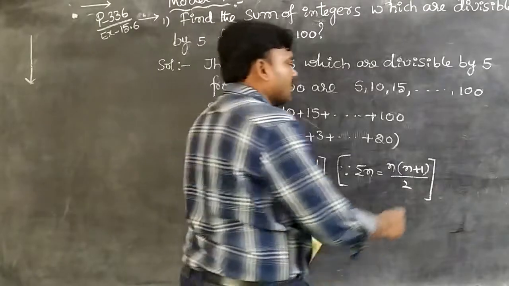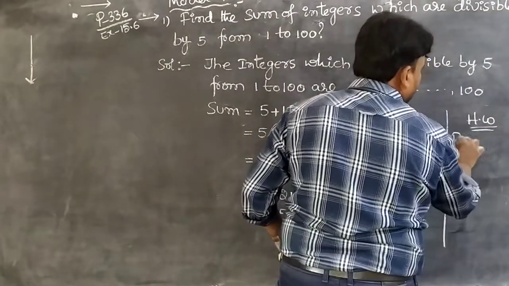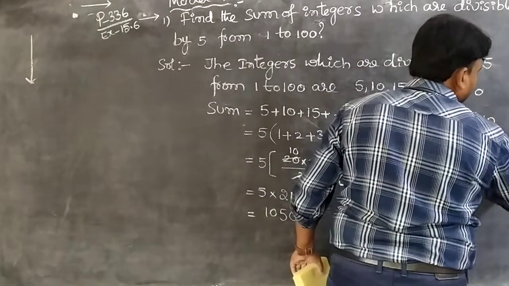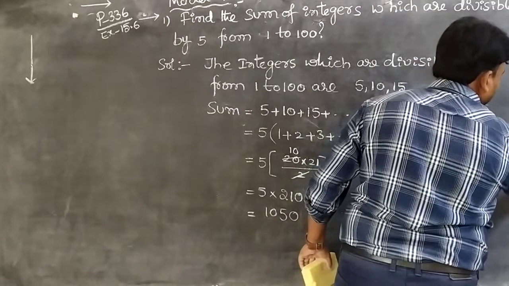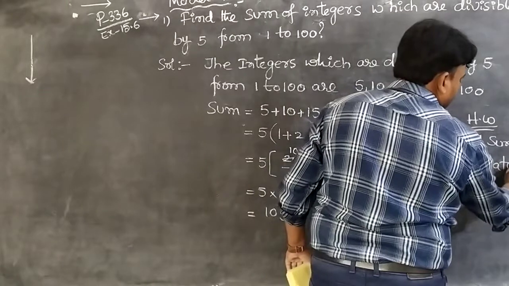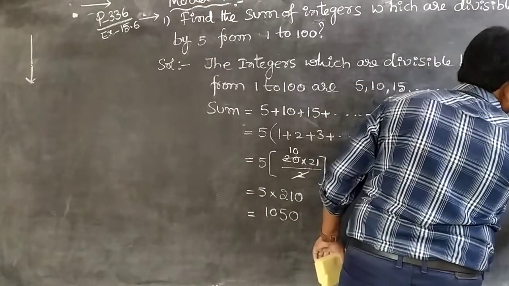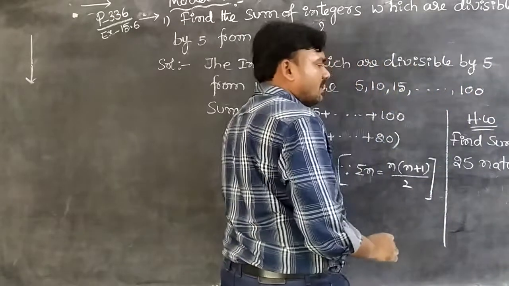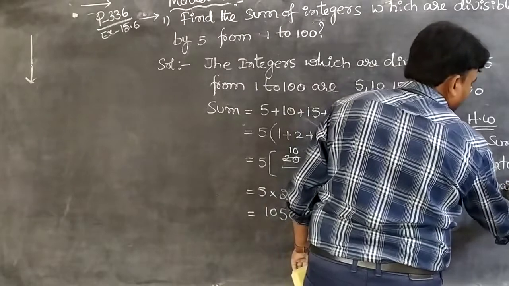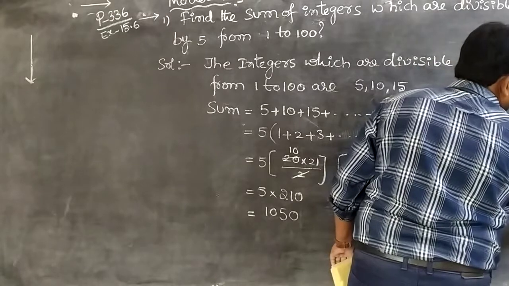I gave one homework problem. So, homework, students: find the sum of the first 25 natural numbers which are divisible by 3.